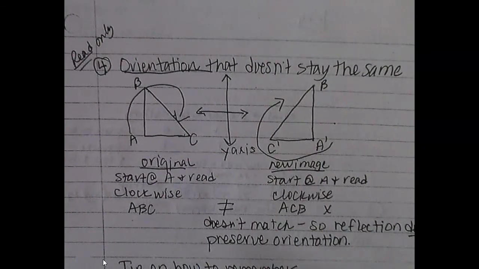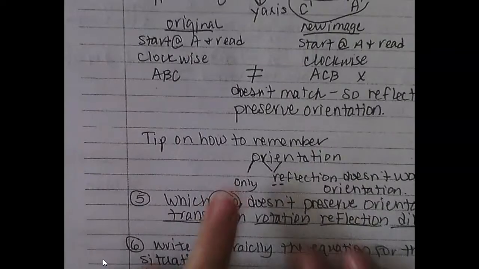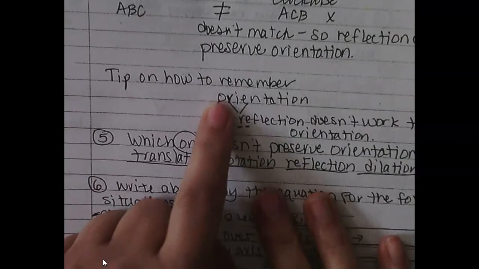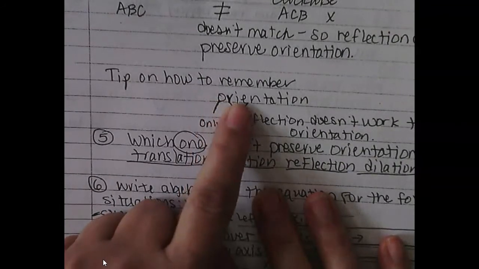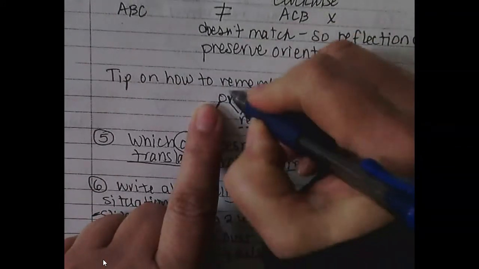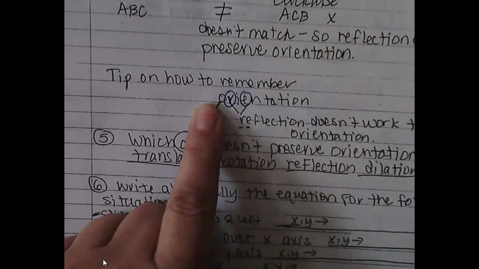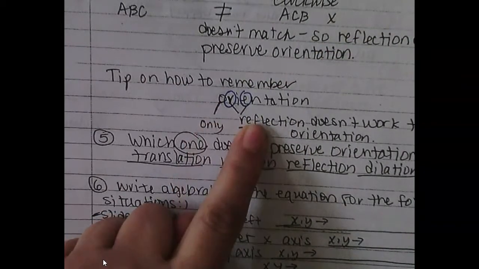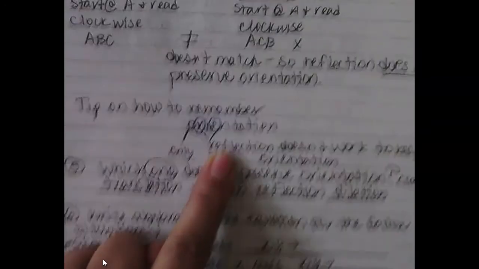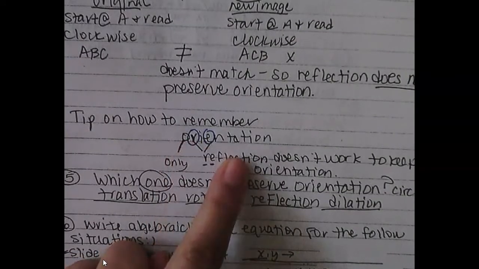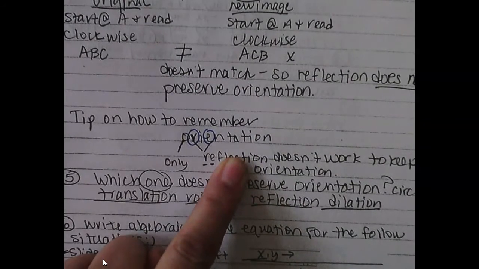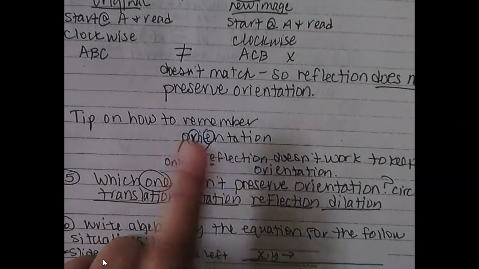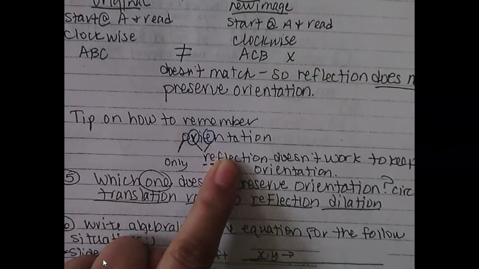So tips to remember. Right there. See that O? Only RE. What's a word that starts with RE? Reflection. Only reflection doesn't work. So which one fails on orientation? Reflection fails. Which one fails on congruency? Well, which one's not equal? A diet is definitely not equal. So orientation, reflection will fail, and then congruent, dilation will fail. And probably the simplest, learn the ones that don't work.